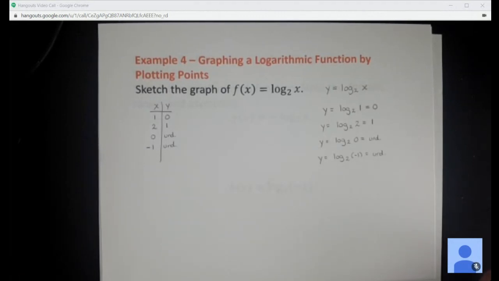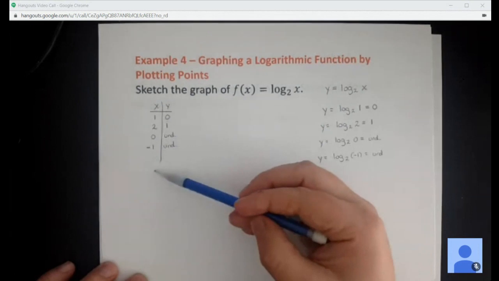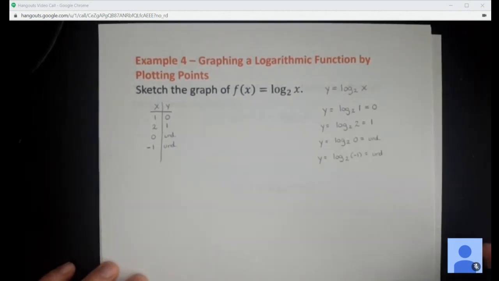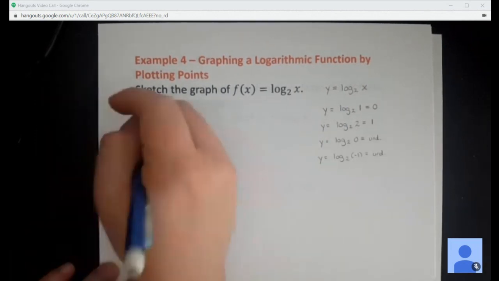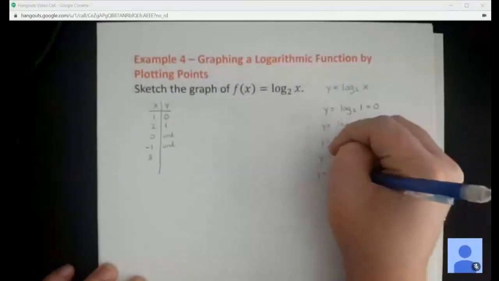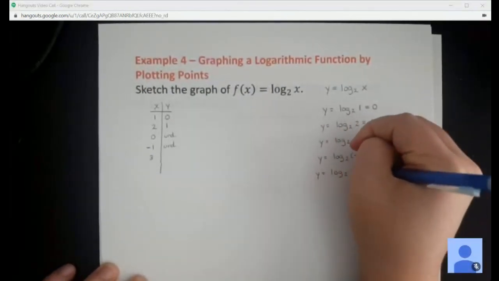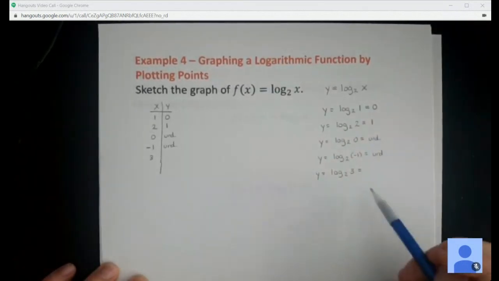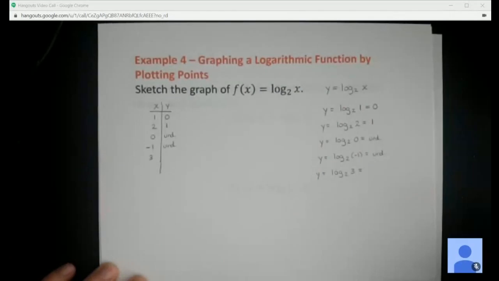Now that means we've only got 2 clearly defined points right now, so we probably need a little bit more. We already said all the negatives are going to be undefined, so there's really no point in checking any more of those. So what other values can we check? All right, so I see 3, I see 5. Let's check 3 next. So we've got y equals base 2 log of 3. So that's 2 to what power equals 3? Anybody have any ideas?